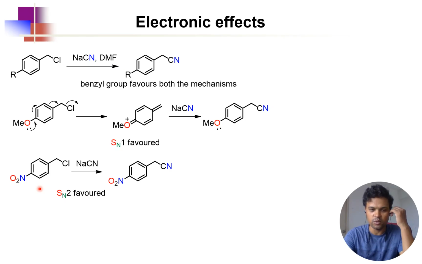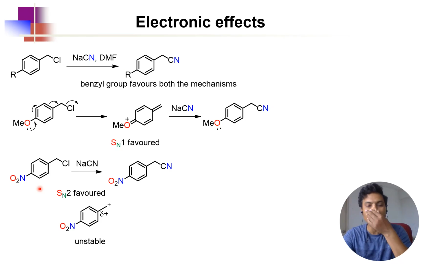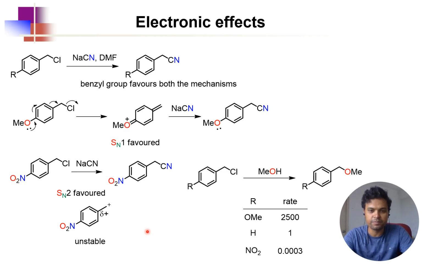Then when you have a nitro group, you cannot stabilize the carbocation, so only SN2 is the possible pathway to follow. Because nitro is an electron withdrawing group, you produce a partial positive charge here and another partial positive charge there, so they will repel each other. Your carbocation will never form, so the SN2 mechanism is the favorable pathway.